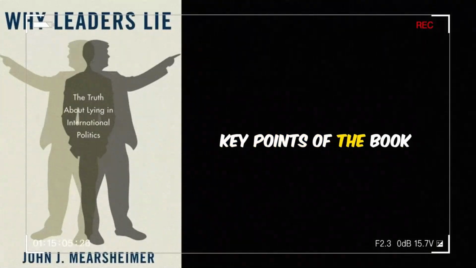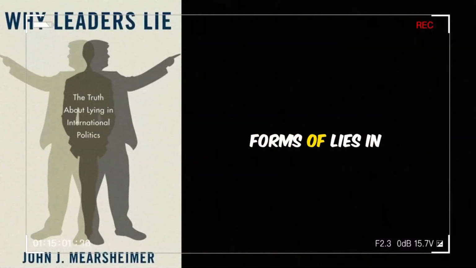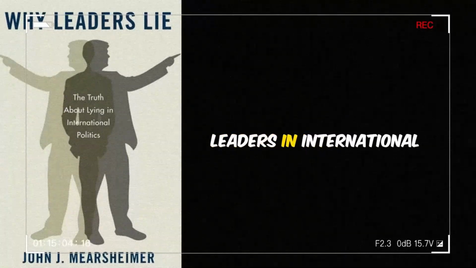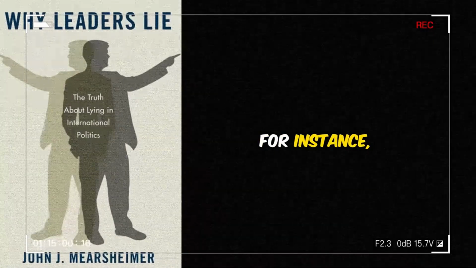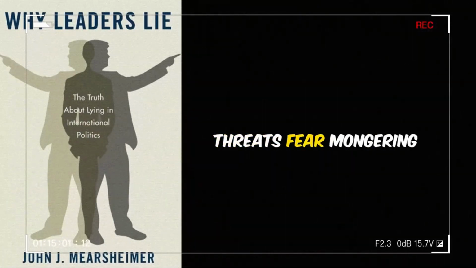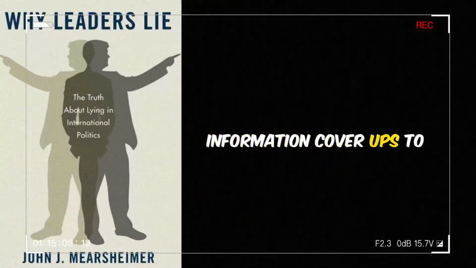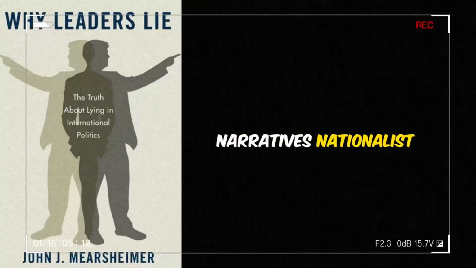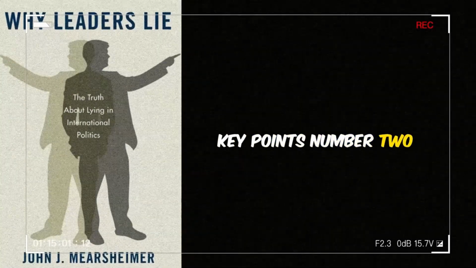Key points of the book. Key point number 1. Leaders employ various forms of lies in international politics, including fear-mongering, cover-ups, and nationalist myths. Leaders in international politics use a range of deceptive tactics to achieve their goals. For instance, they might exaggerate threats (fear-mongering) to justify military actions, conceal information (cover-ups) to maintain public support, or create nationalistic narratives (nationalist myths) to unite their populations.